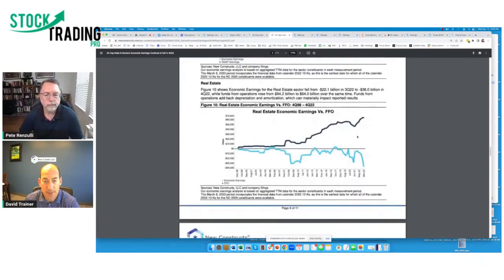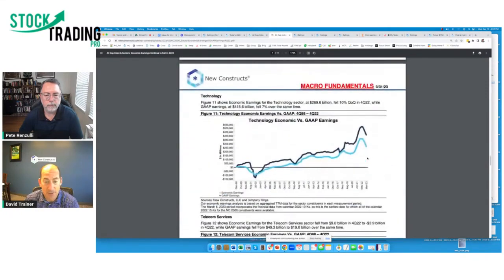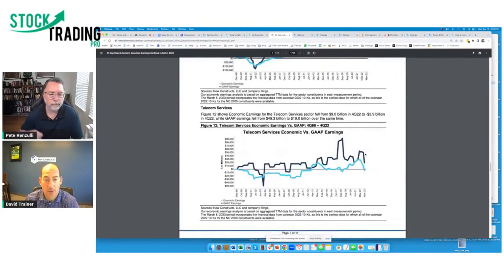Real estate, again, a tale of two stories, right? GAAP earnings, or FFO, funds from operations, which is more appropriate for REITs, and then economic earnings. It's never really been very good. And then technology rolling over a bit too, telecom. Anyway, you get the idea. We're going to break it down for you at a macro level, all the way down to the micro level, where we can break down individual stocks and understand free cash flow, capital turnover, margins, all that.